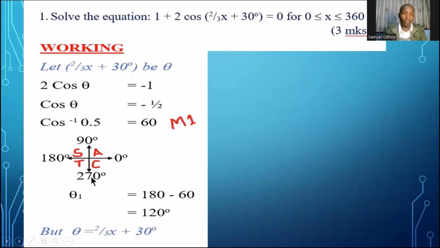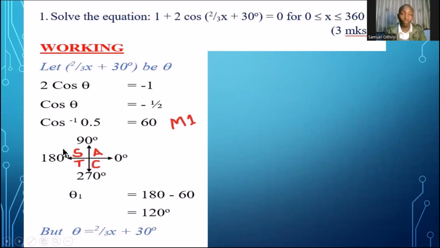Now, this is what we call the ASTC circle, depending on your teacher. We say all the ratios of the angles, that is tangent, cosine, and sine, for angles between 0 and 90 are all positive. For angles from 90 to 180, sine is positive. From 180 to 270, tangent is positive. From 270 to 360, cosines are positive. So this is what will guide us, my student.